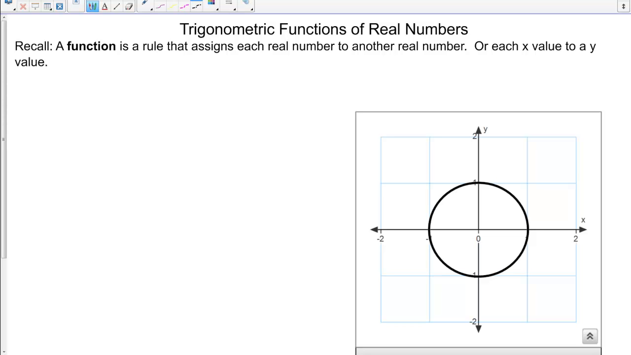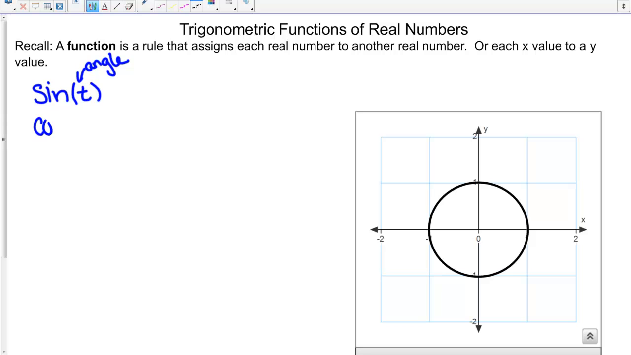Trigonometric functions are real numbers. Recall that a function is a rule that assigns each real number to another real number, or each x value to a y value. So what is a trigonometric function? Well, we have the sine function of an angle t. Remember that these are angles.